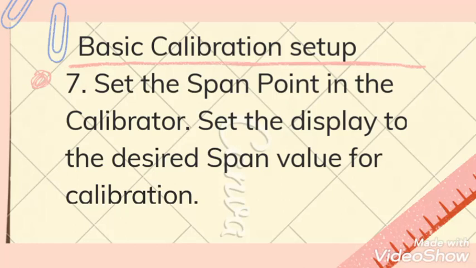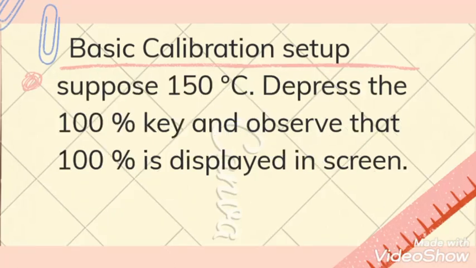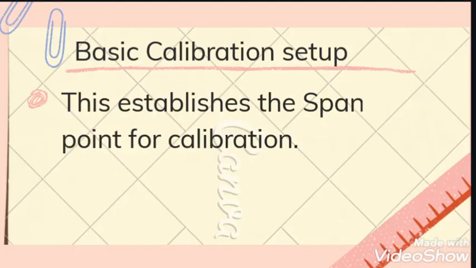Then we will set the span point in the calibrator. Set the display to the desired span value of calibration. So we will select the span value. Suppose this is 150 centigrade. We will press the 100% key and observe that 100% is displayed on the screen of the calibrator. In this way, the span calibration of the transmitter is established. So this is the way we do the 0 calibration and the span calibration of the temperature transmitter.